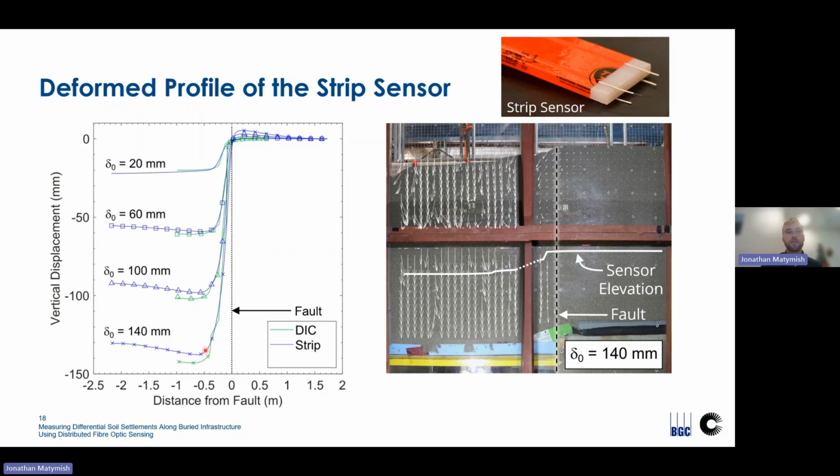And then additionally, we did a survey of our strip sensor after the test. And you can see that it generally followed the path of the soil. It shows that our strip sensor was flexible enough to follow the soil for this scenario.